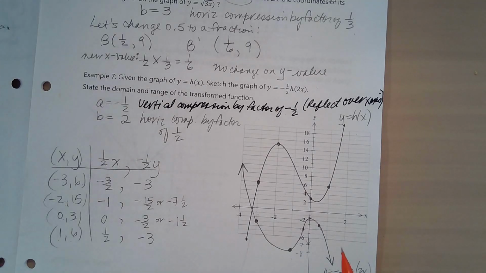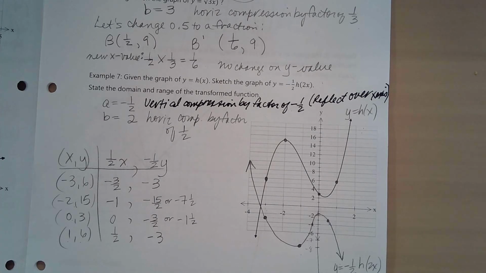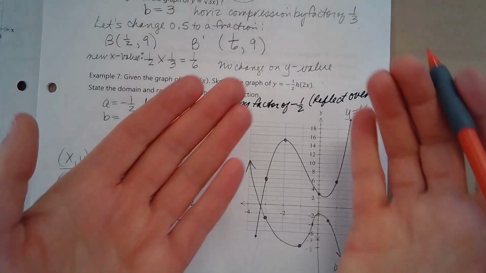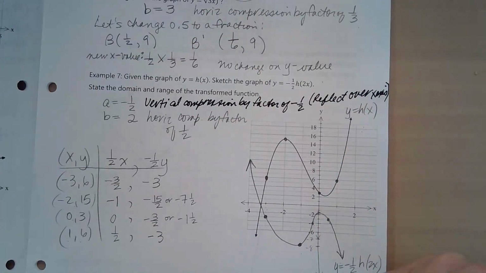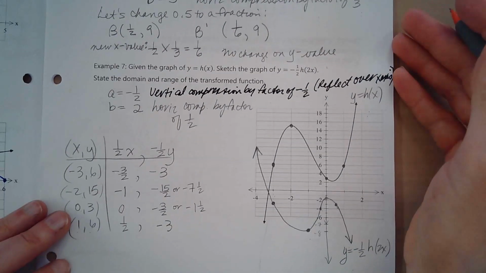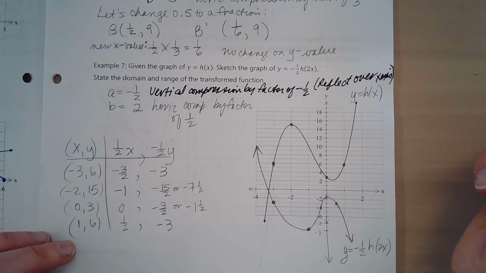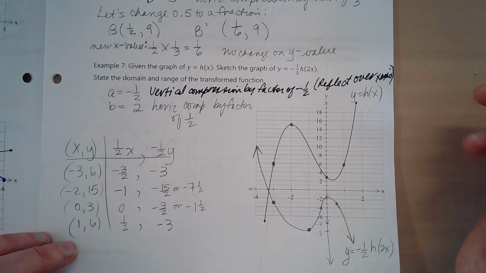It does look more squished, doesn't it? Look at this distance compared to this distance. So it's squished horizontally, it's vertically compressed, and it does look vertically compressed, and it's also flipped. Agreed? The tails are pointing in the opposite direction. Yeah?